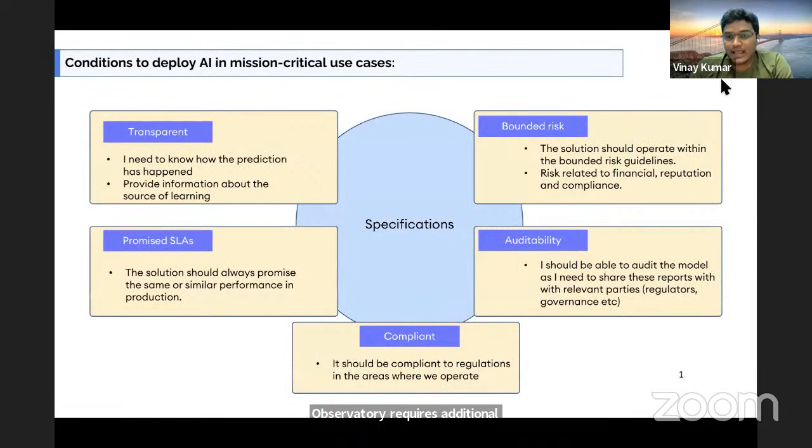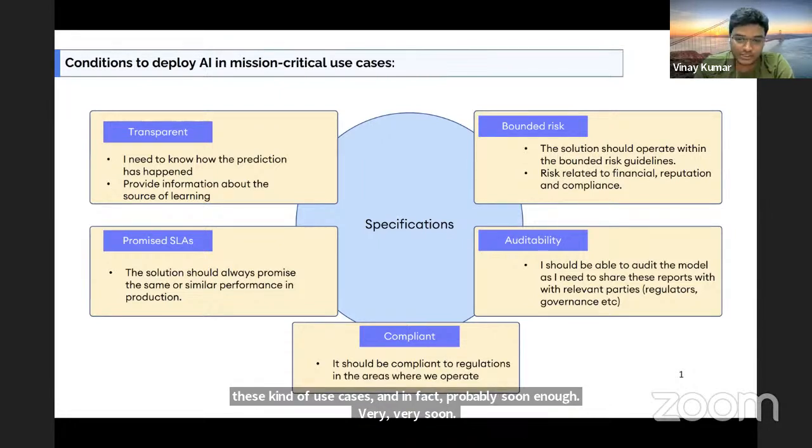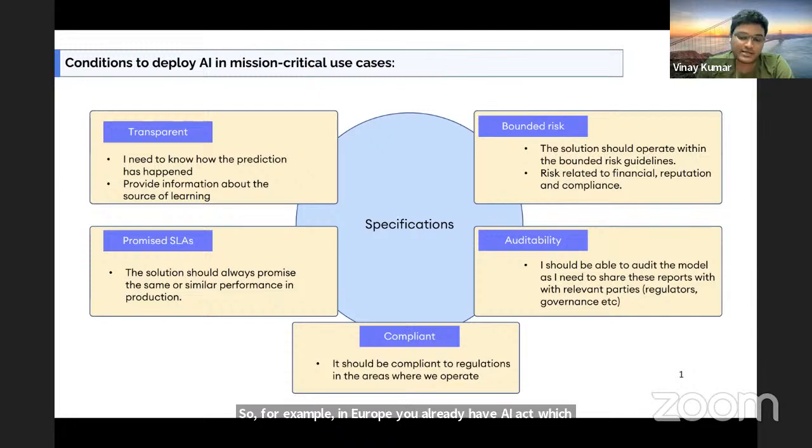So when it comes to deploying AI in sensitive use cases, as I said, for example, financial services or healthcare or autonomous cars, manufacturing, I cannot simply use a model as a product. Model is part of the product and the product requires a lot more layers before it can become usable for these kind of use cases. And in fact, probably very, very soon, you would require to apply these layers as part of the regulation. So for example, in Europe, you already have the AI Act, which is supposed to come as early as next year, which talks about what kind of layers have to be added for high risk use cases, for medium risk use cases, and low risk use cases.